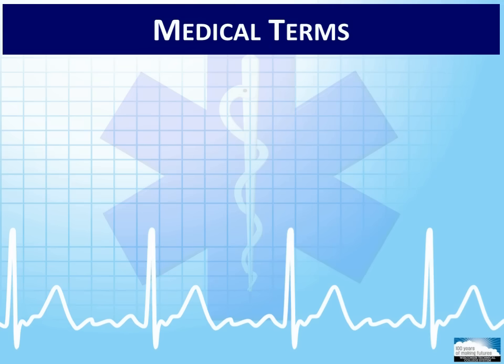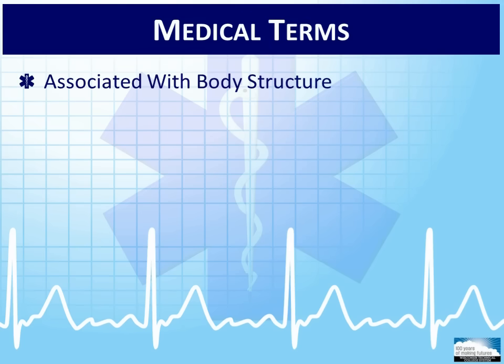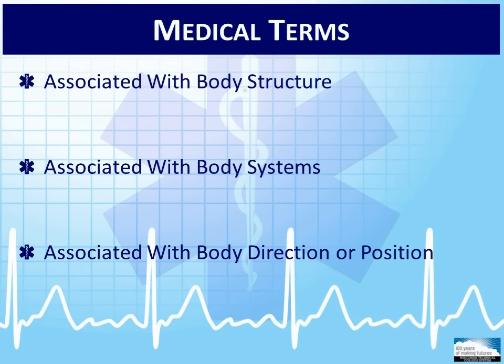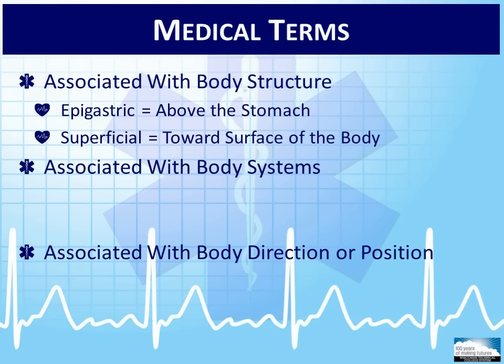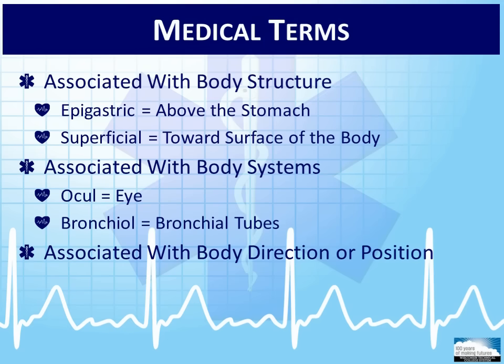We also find that it is possible to divide the terms up by their subject matter. Some terms are associated with body structure, some are related to the body systems we already discussed, and others pertain to body direction or position. For instance, epigastric and superficial are medical terms related to the body structure. Ocular refers to the eye, and bronchial refers to bronchial tubes. Both are associated with body systems.